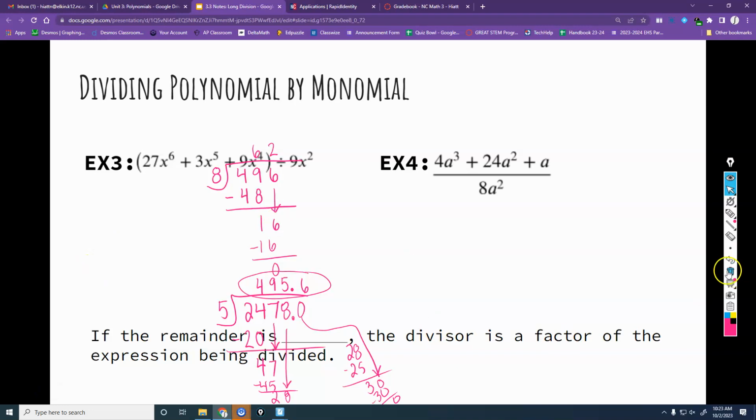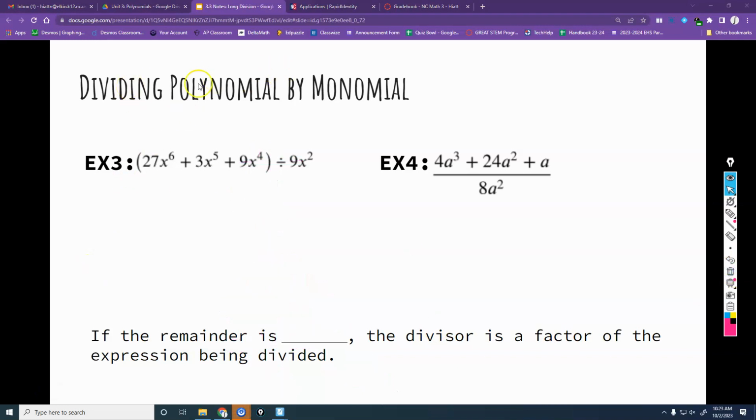Okay, so let's look here. We're going to start off dividing a polynomial by a monomial. Poly means there's more than one. Monomial means that there's just one term, right? So everybody follow along closely here. This stuff right here goes on the inside, right?